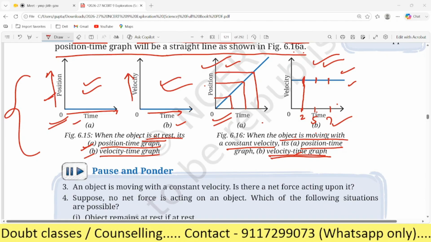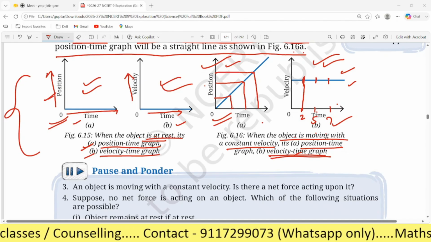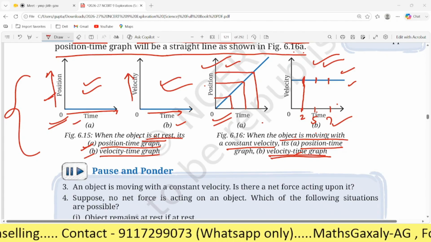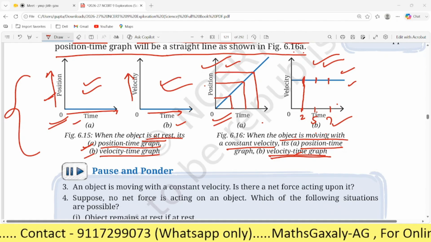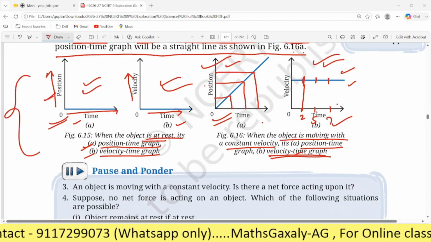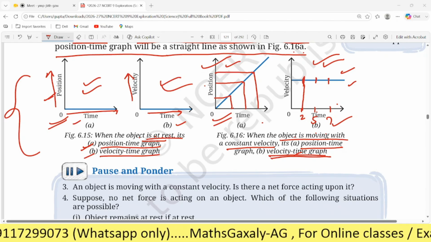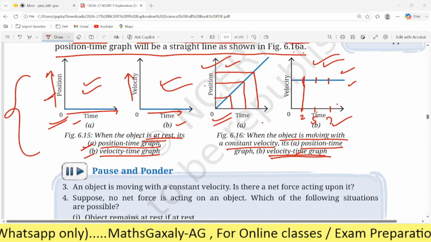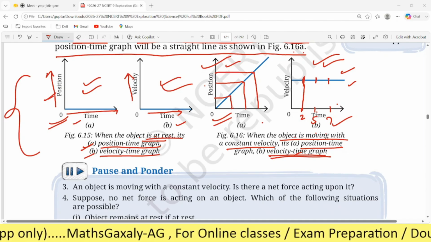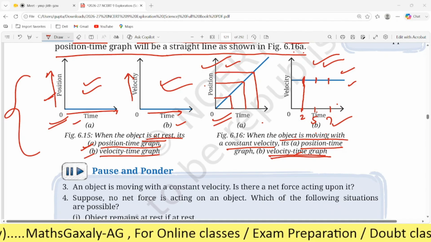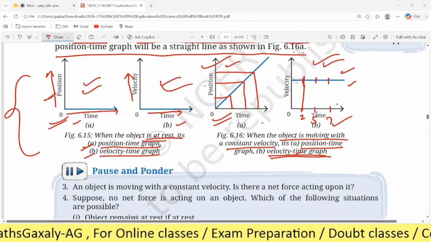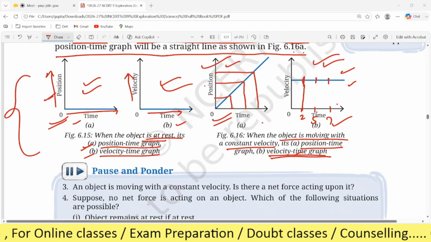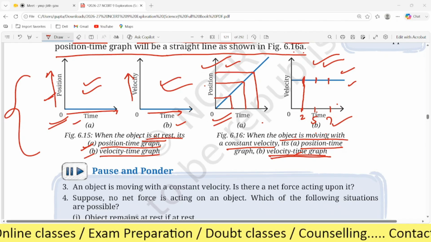Yes, good. In the first point, you have to give the heading position time graph when object is at rest and draw the graph. After that, in the next point, you have to write velocity time graph when object is at rest and draw the graph. Then in the third one, write position time graph when the object is moving with a constant velocity and draw the graph. After that, write velocity time graph when object is moving with a constant velocity. So like this, you have to note it down in four different points. Okay, please do it.